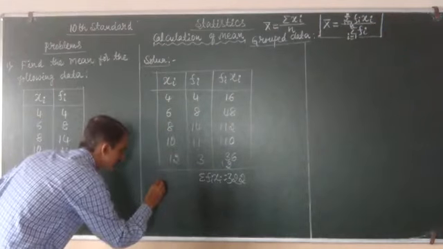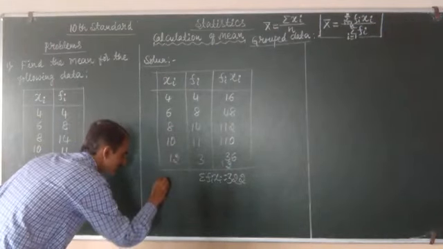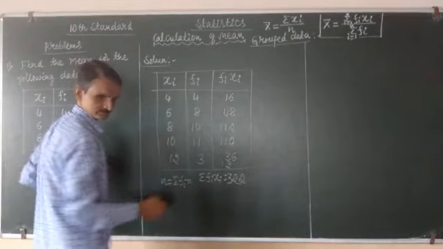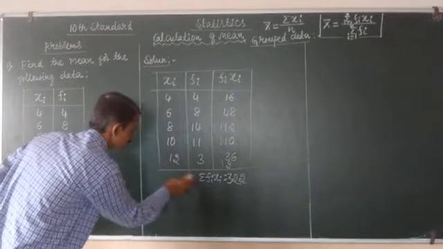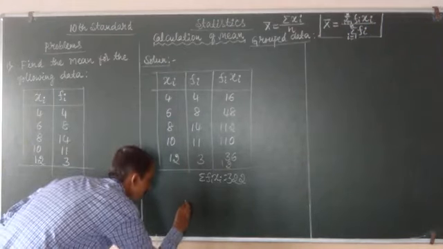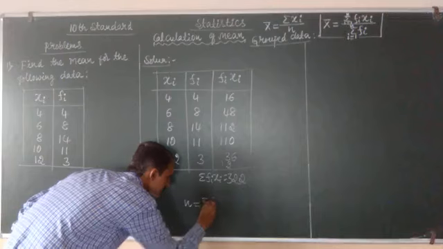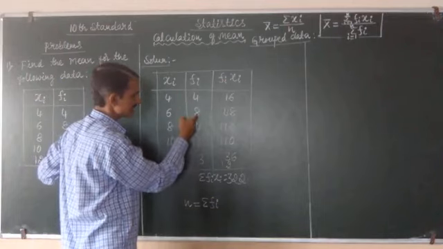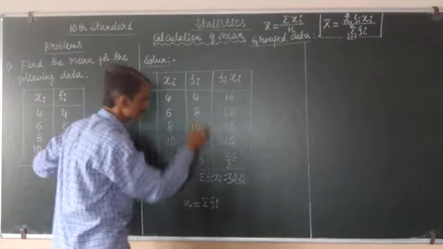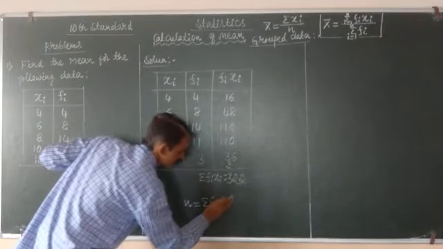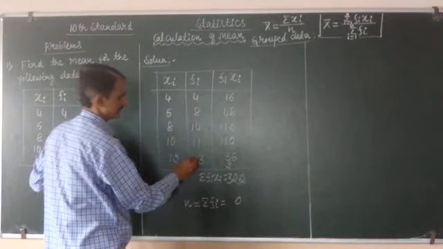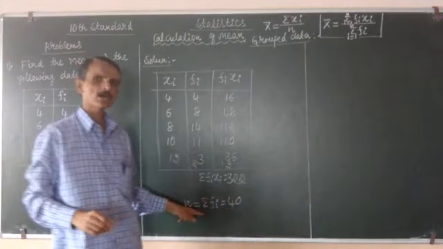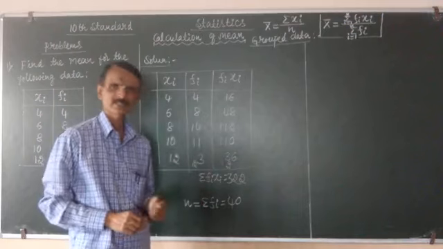Now we have to add n. We call it n, which is equal to sigma fi. We will write this below that. Now add the frequencies. So 3 plus 1 is 4, 4 plus 4 is 8, 8 plus 8 is 16, 16 plus 4 is 20. 2 carry. 2 plus 1 is 3, 3 plus 1 is 4. So n, or the sum of the frequencies, is 40.